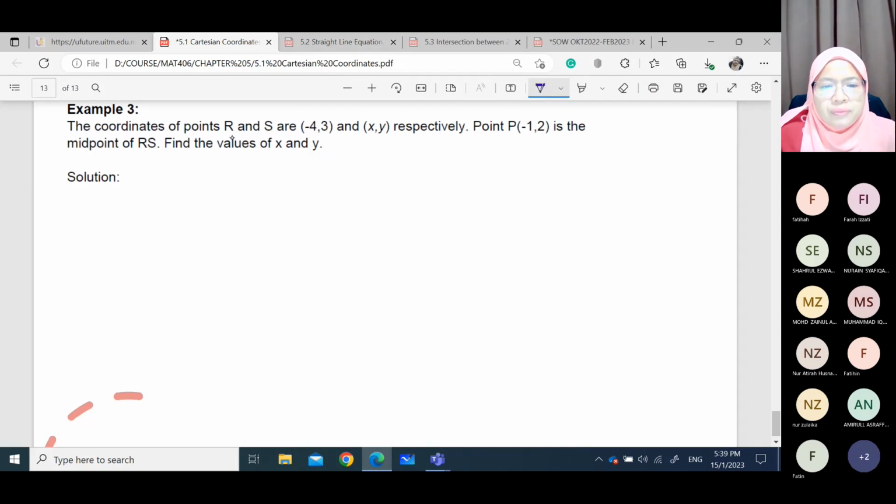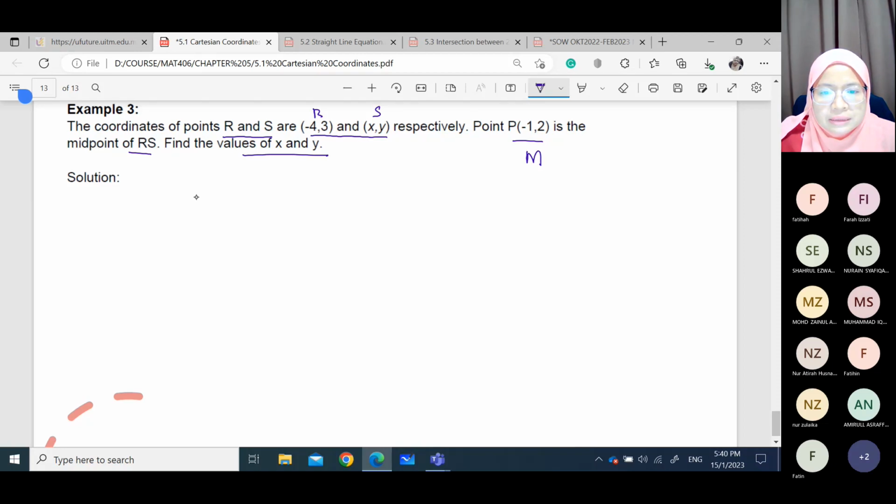Okay, so the coordinates of points R and S are -4, 3 and x, y respectively. So maknanya point bagi R adalah -4, 3 and S is x, y. Okay, so point P, -1, 2 is the midpoint of RS. So the question asks you to find the values of x and y. So instead we need to find the coordinate for S. Kita kena cari yang ini.